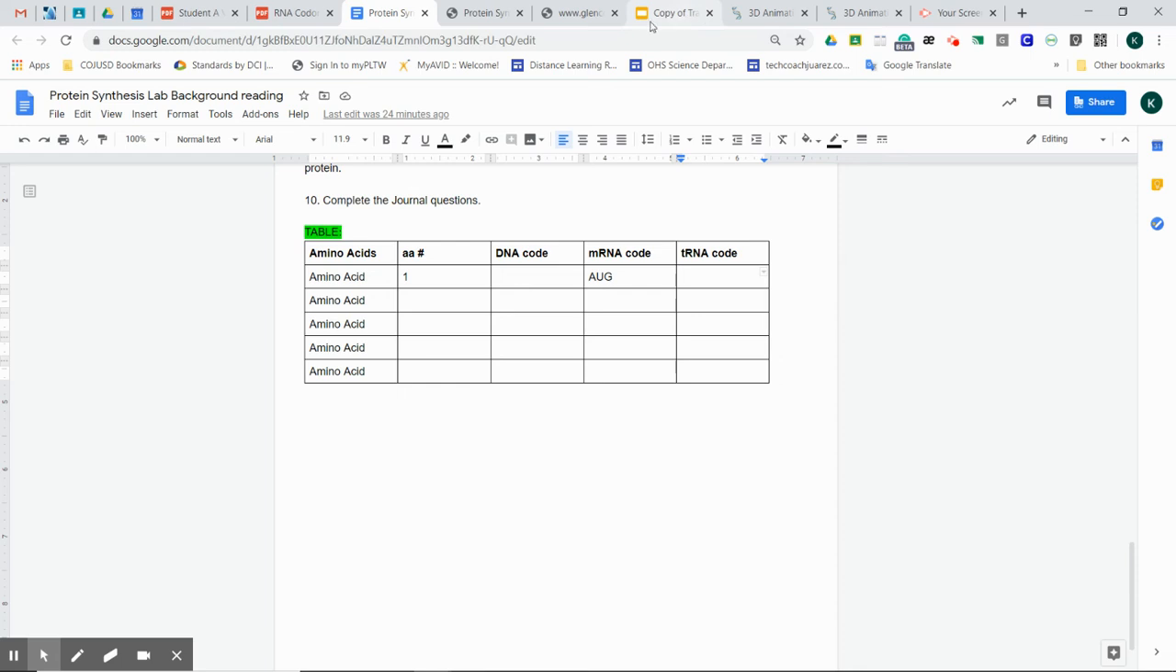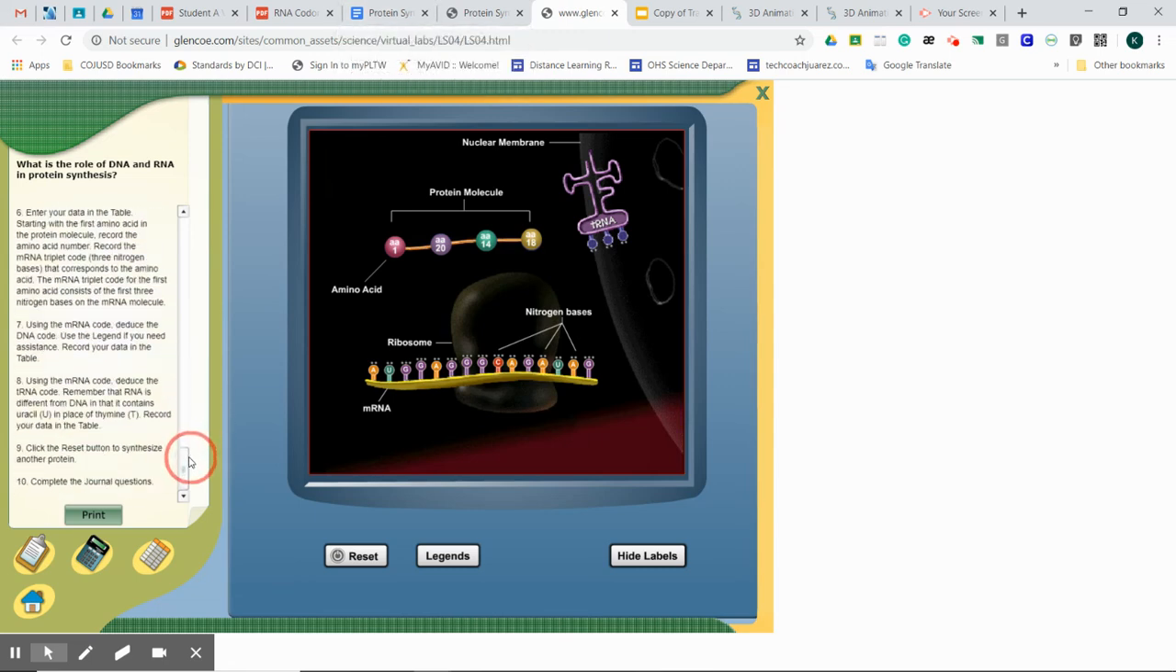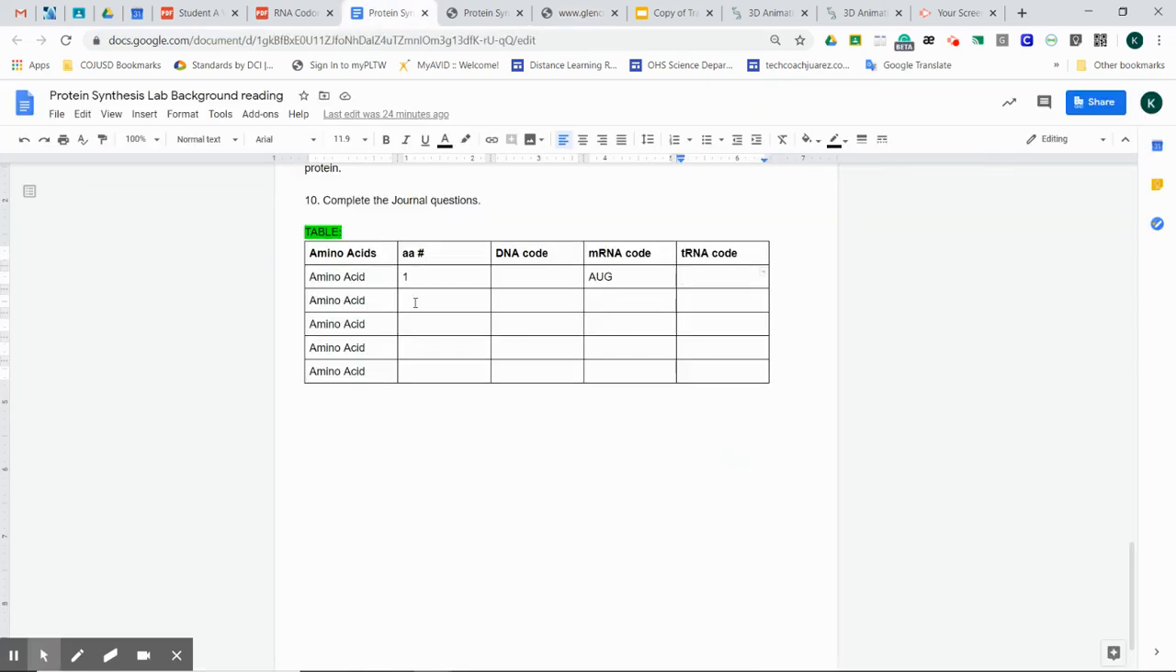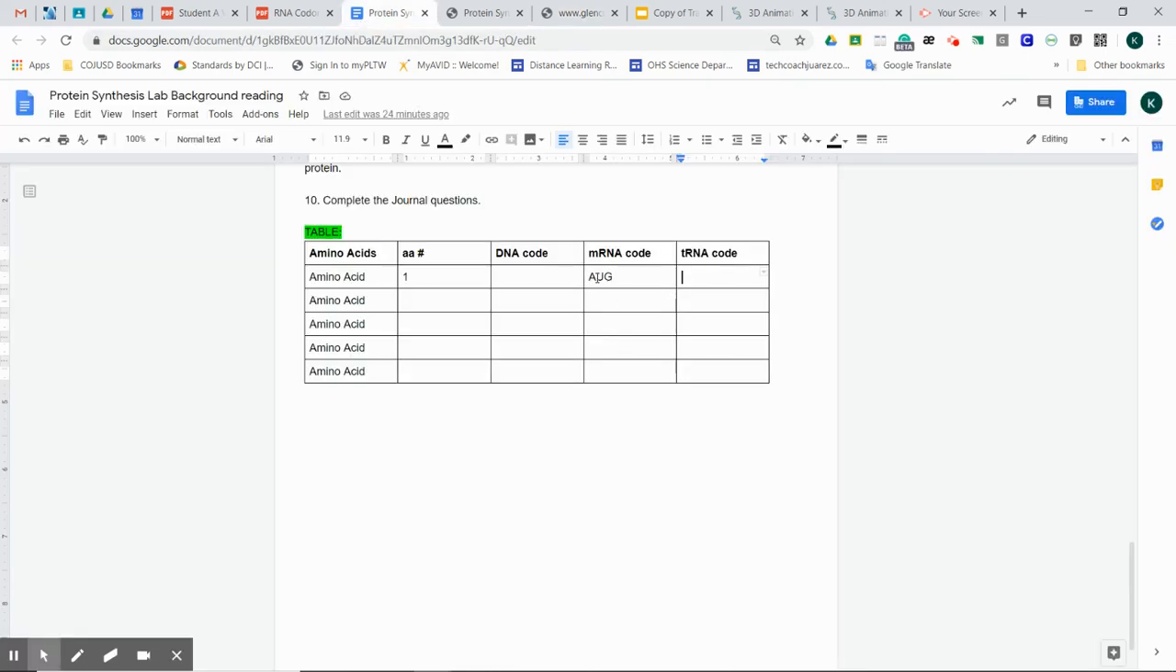Alrighty, and so what I was presented with, my first amino acid is a number 1. So if you look at your table and if you look at your instructions, it says using the mRNA code deduce the tRNA code. And if you go back up to your procedure, it gives you instructions to fill out that table. So you guys just follow your instructions. So I had amino acid number 1, and the mRNA code that it gave me for the first amino acid was AUG. So I wrote AUG for mRNA.